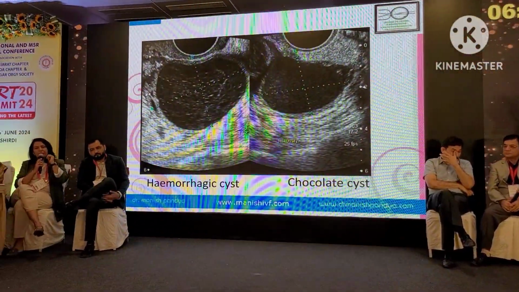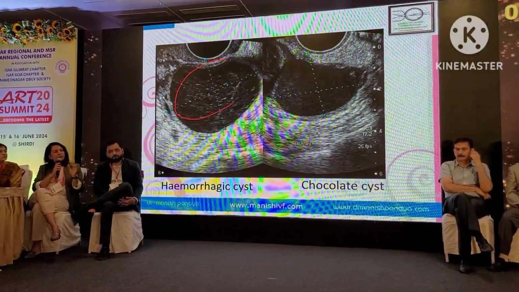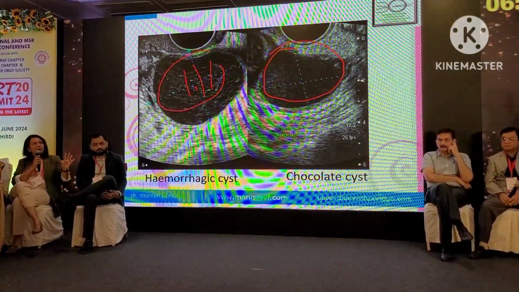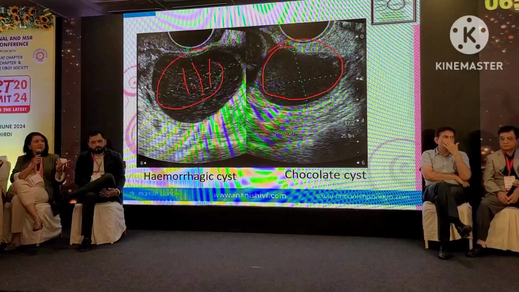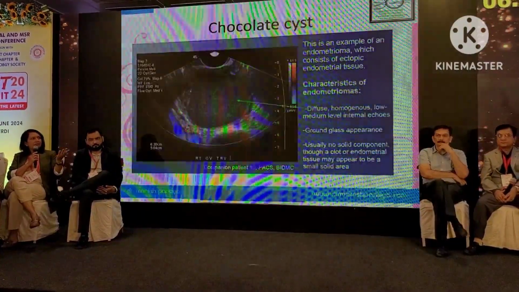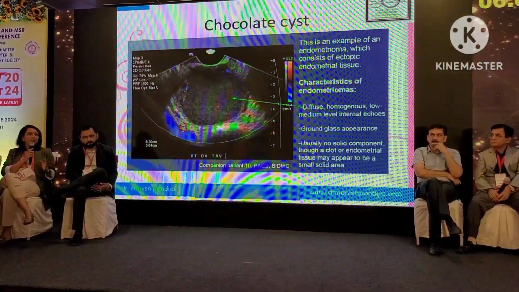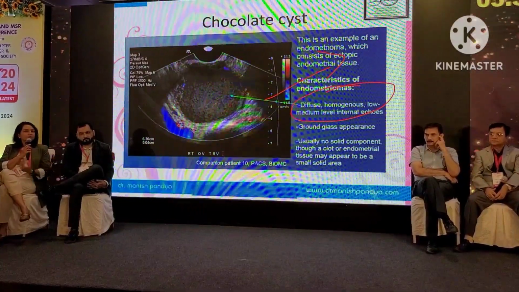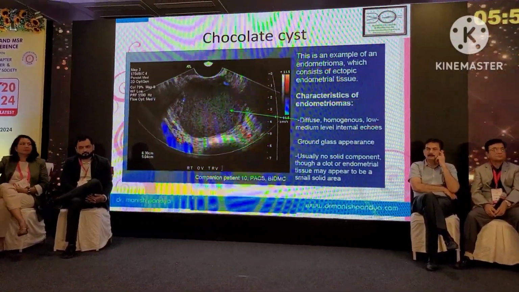Hemorrhagic cysts mostly have a mixed pattern of isoechoic, sometimes cystic with hyperechoic areas, while a chocolate cyst has a thorough, round ground glass kind of appearance, the same consistency throughout. Symptoms matter. As sir said, history. A chocolate cyst patient might have a history of dysmenorrhea, previous surgical history and all that. So it is not difficult.